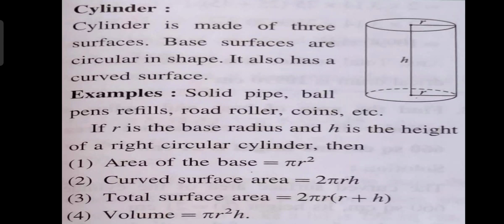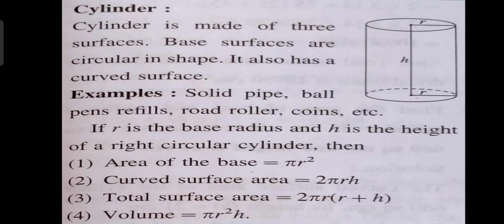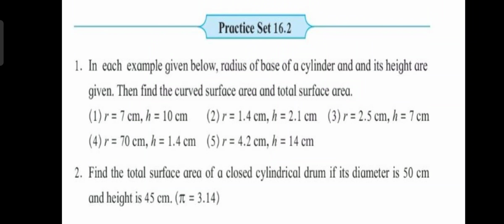This we had done the last time. The cylinder is made up of three surfaces. We have seen base surfaces are circular in shape, so it has a curved surface. And the formulas: area of a base is equal to pi r square, curved surface area is 2 pi r h. How we have derived that also we have seen in the previous video. The total surface area is 2 pi r (r plus h), that also we have derived in the previous video. And the volume is pi r square h.